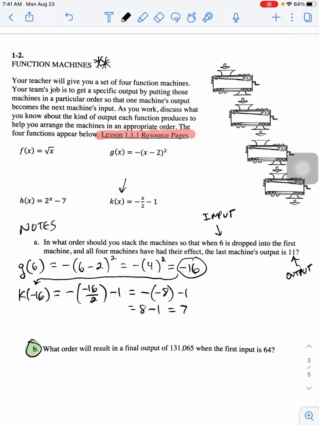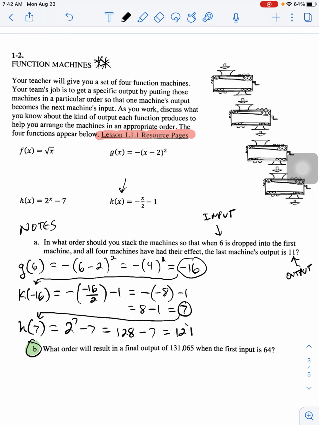So I know I don't want f of x because the square root of 7 is going to give me some decimal. So now I'm going to try to do h of 7. So I got 2 to the 7th minus 7. 2 to the 7th is 128. Minus 7 gives me 121. And then I recognize that 121 is a perfect square, so I did it correctly.